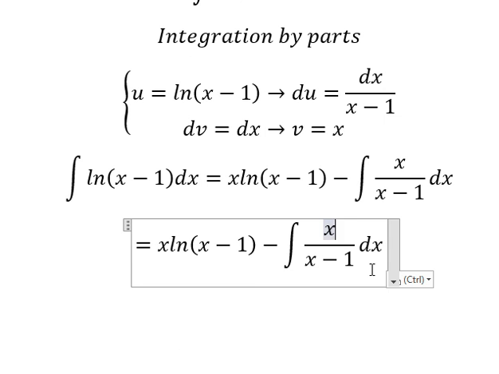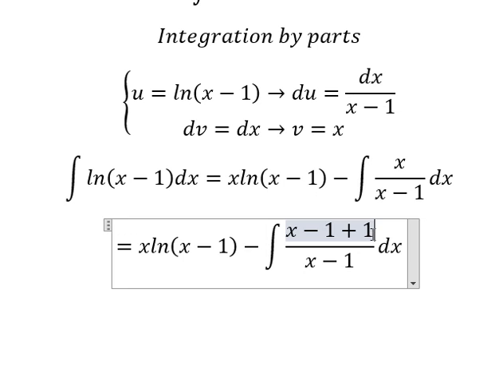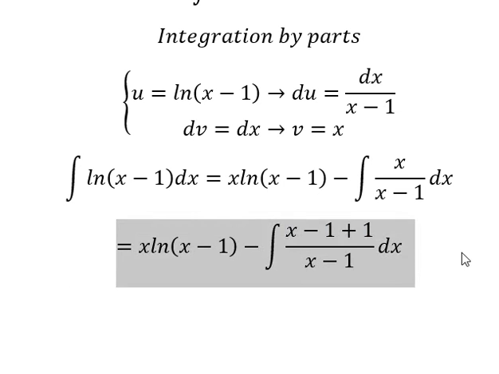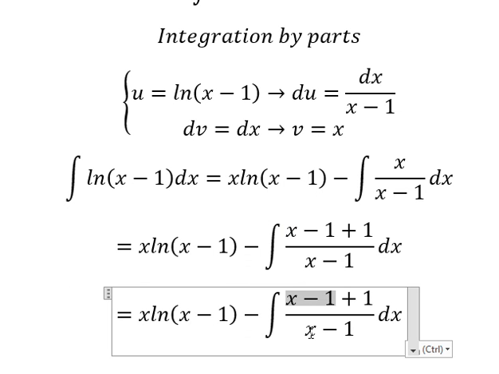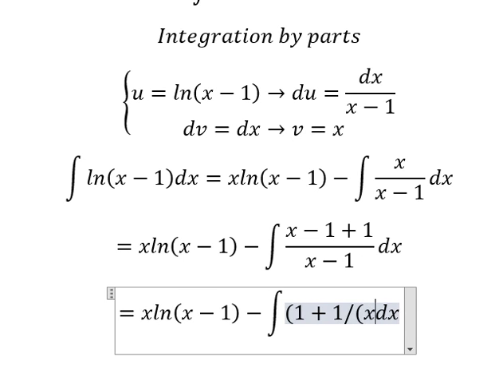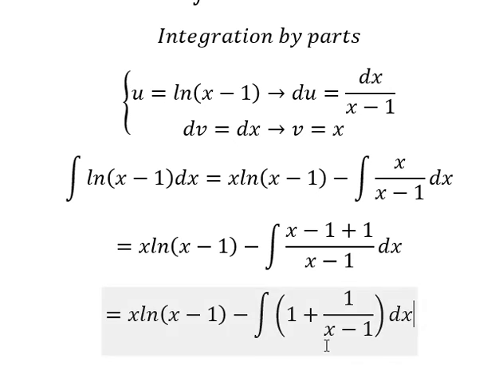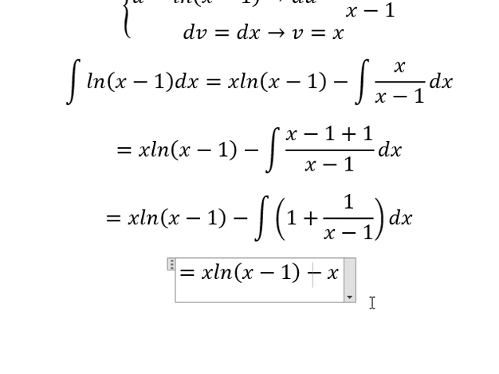About this one I will put negative number 1. Later we put positive number 1 back. So s minus 1 divided by s minus 1, you get number 1. So the integration of number 1, you get s.